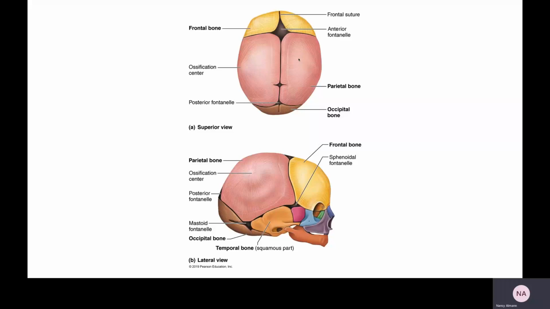So the anterior fontanelle in particular is known as the soft spot. You will see that the frontal bone is not a single bone when the baby is born. And you will also see that the sutures are not formed. And again, that allows for the skull bones to overlap as the baby is born.